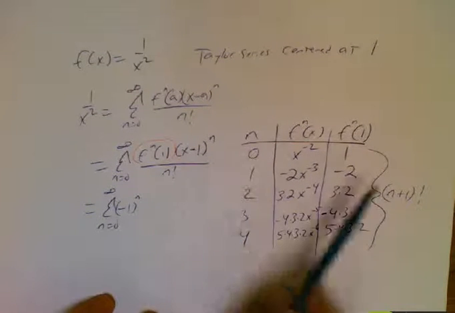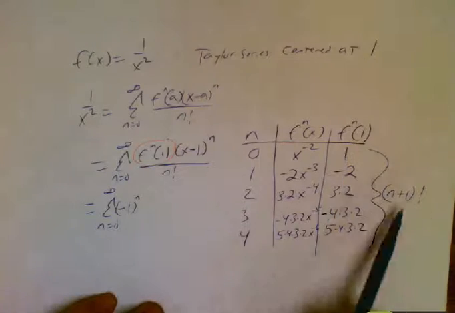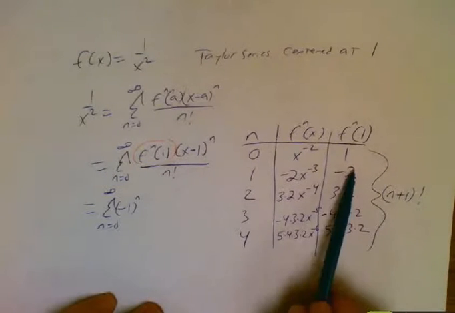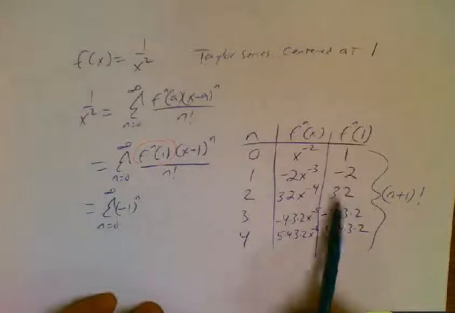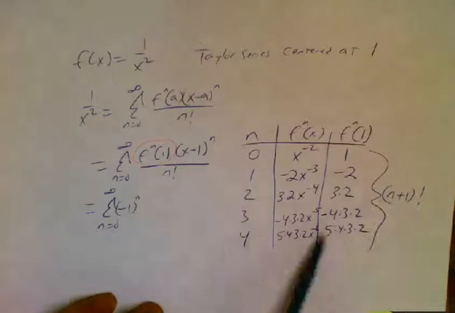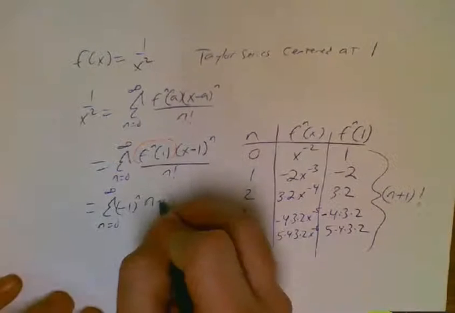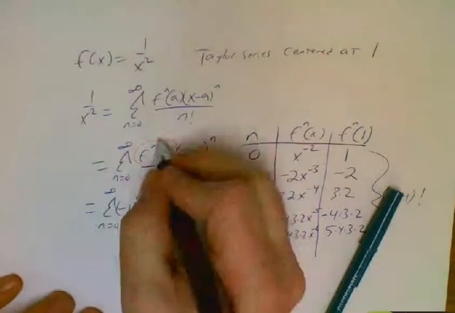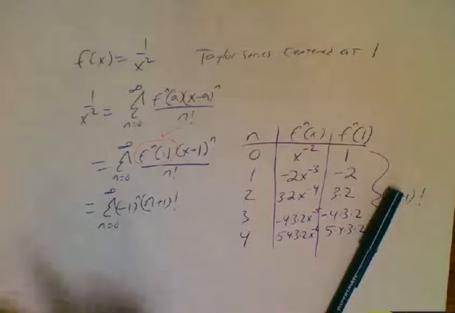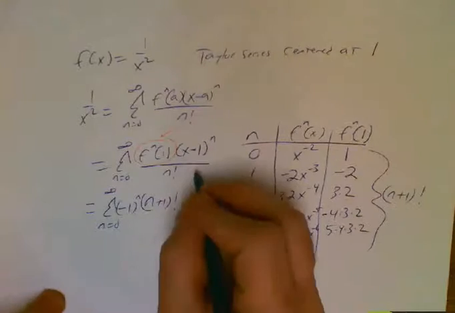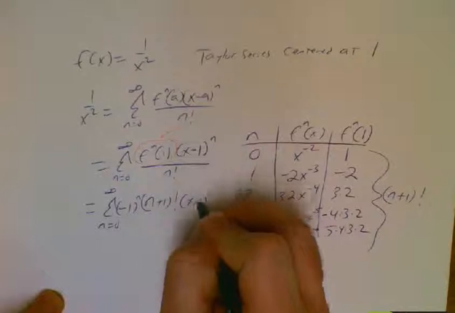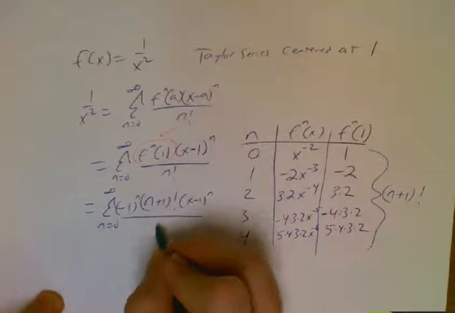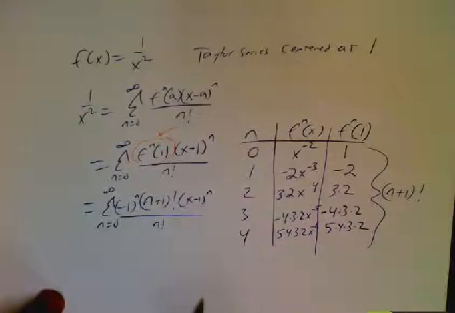If I put in 0, I get 1 factorial. Okay, no big deal. If I put in 1, I get 2 factorial. I put in 2, I get 3 factorial. I put in 3, I get 4 factorial, etc. So this is going to be n plus 1 factorial, and that takes care of that. The x minus 1 to the n comes along for the ride. That's part of the formula. Over n factorial, that comes along for the ride.